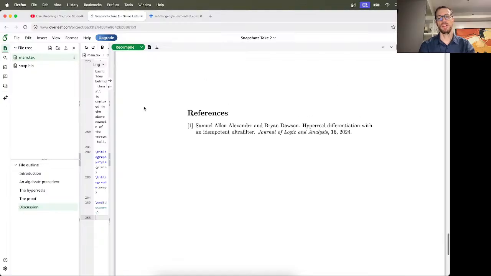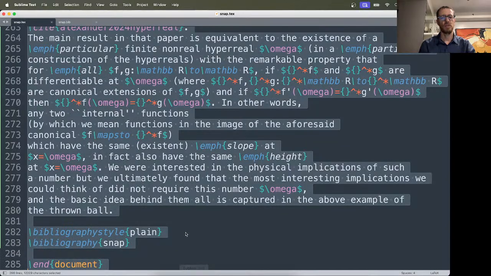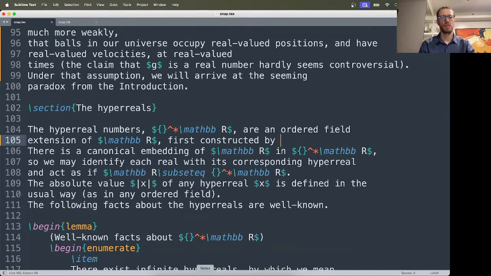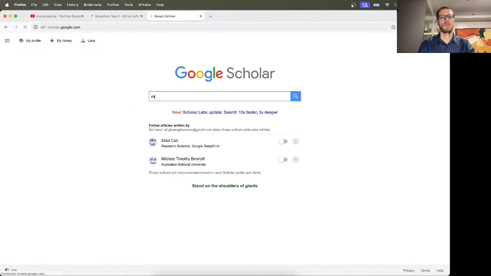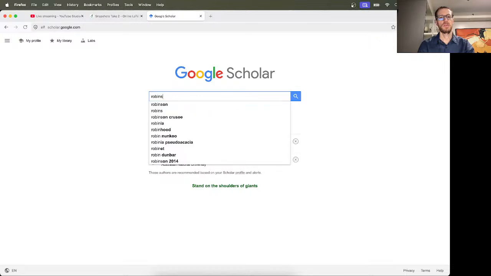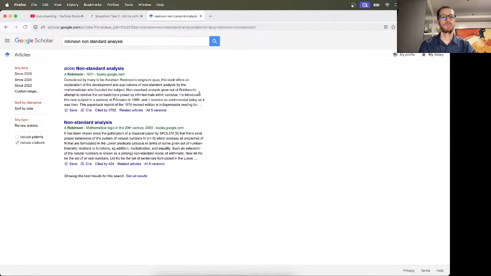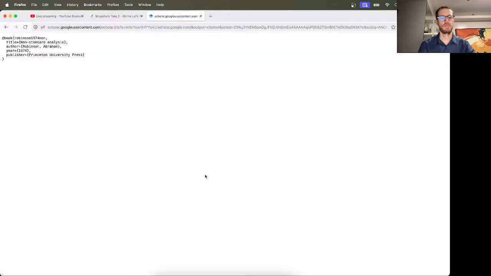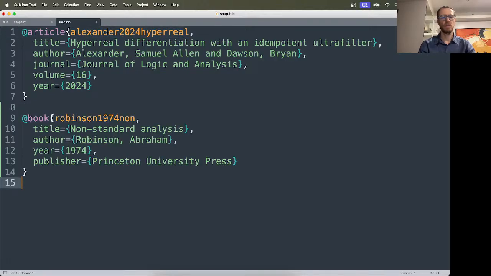Okay, beautiful. We have a bibliography. We also need to cite Robinson, Robinson's non-standard analysis. Grab the BibTeX for that. Paste that into snap.bib.